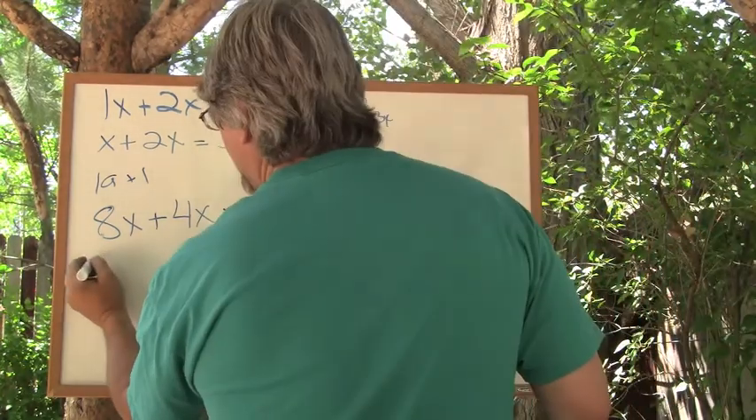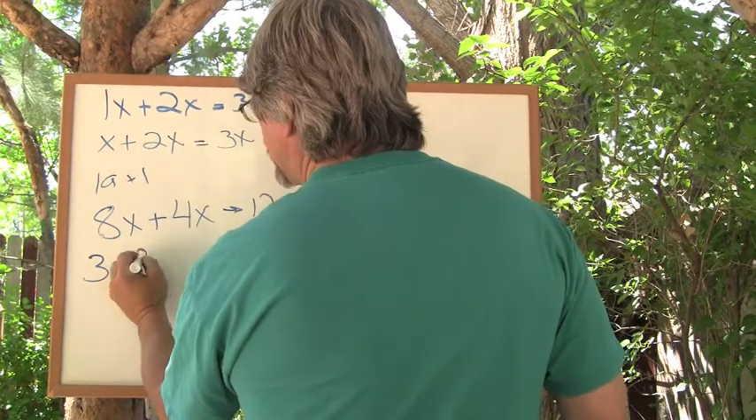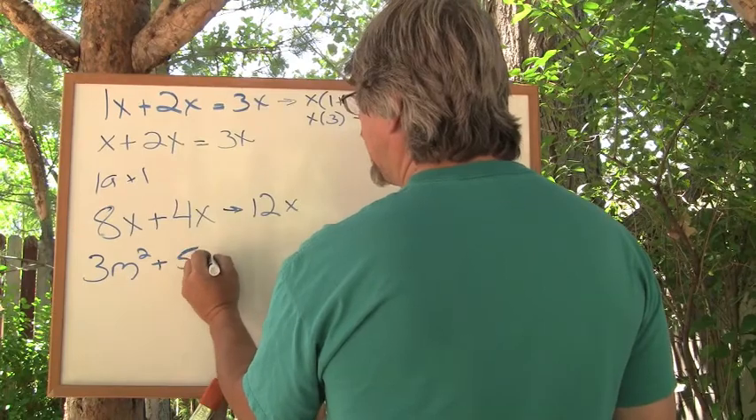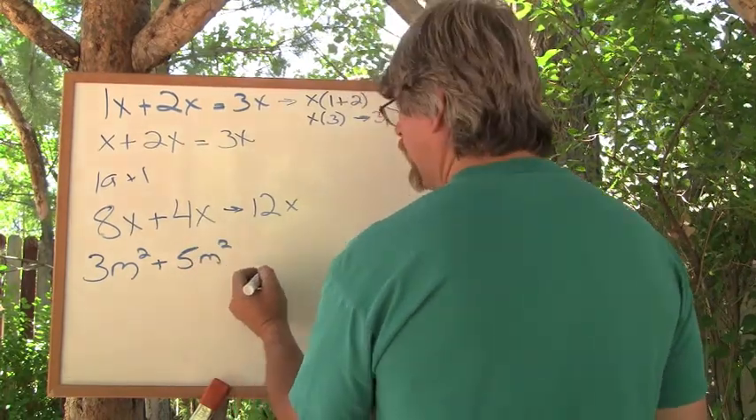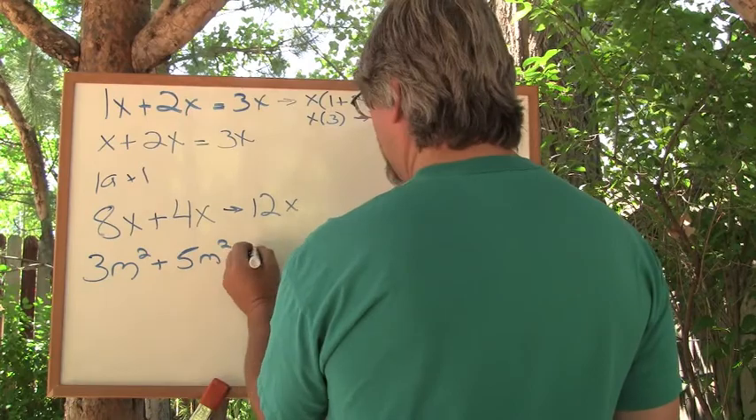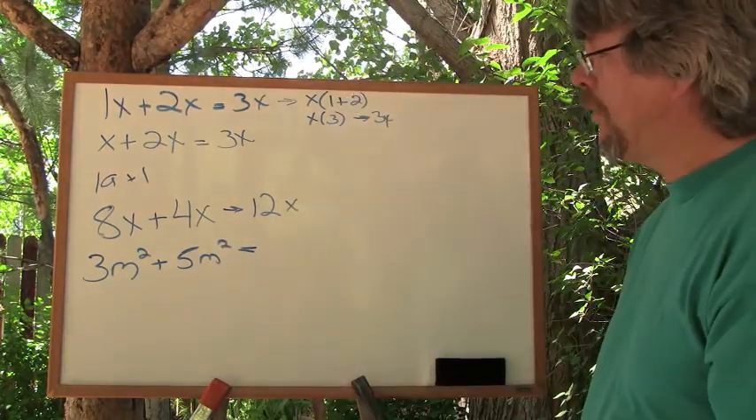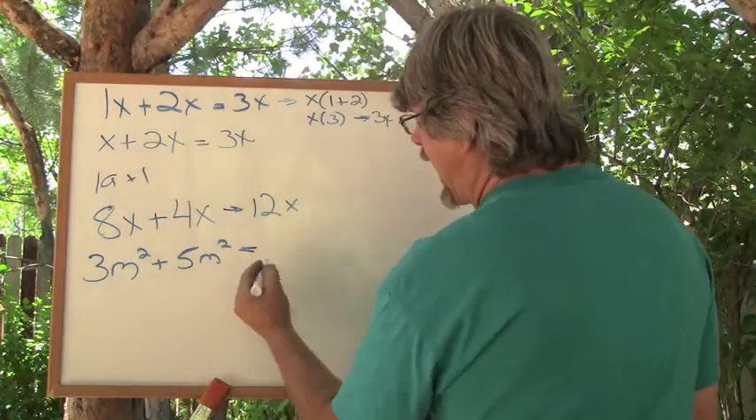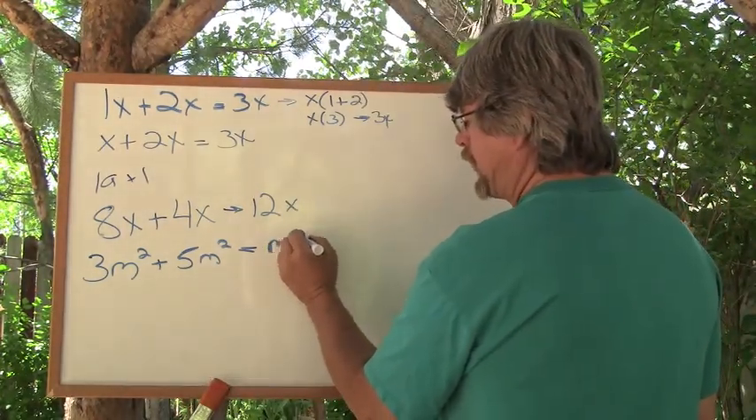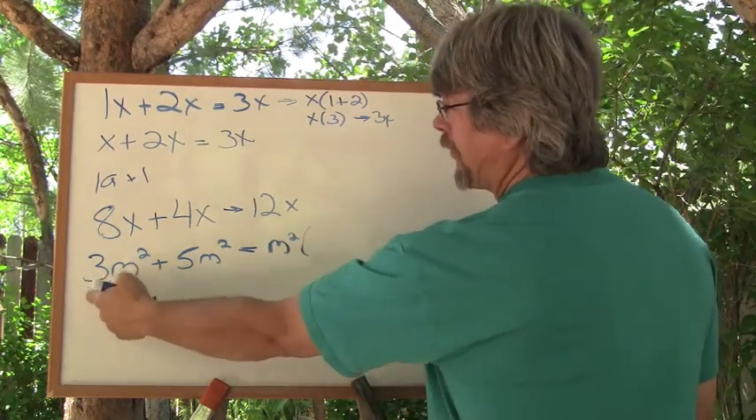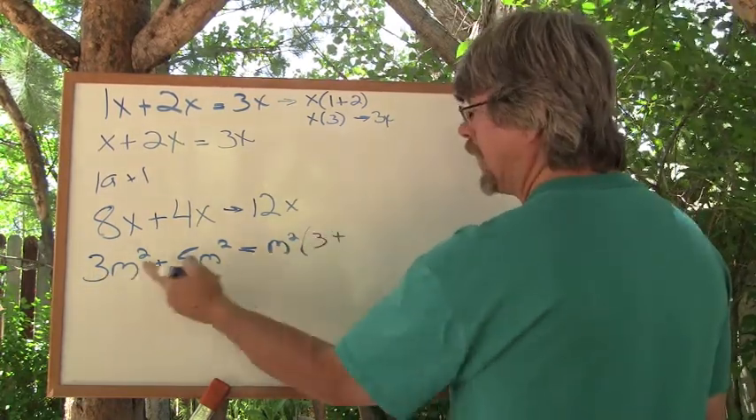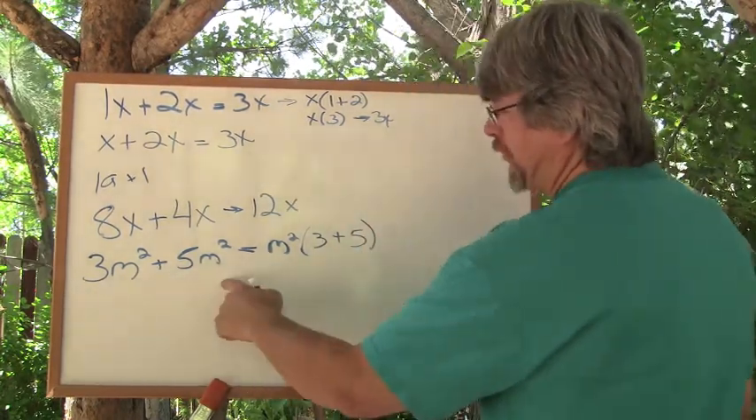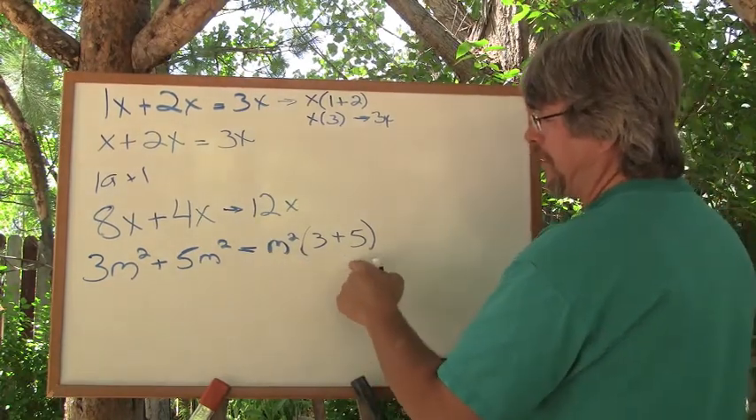Let's say we have 3m squared and 5m squared. What does that equal? Well, you've got the like terms. If you pulled out the common factor, you'd see that this is m squared, and you'd be left with 3 plus 5. That's how to factor out that expression. M squared, 3 plus 5.